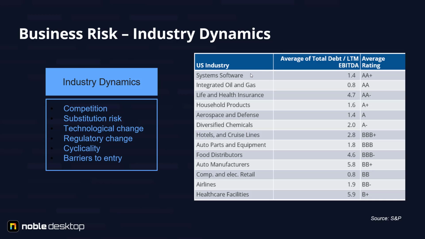For example, System Software has an AA plus rating, which is pretty high. Integrated Oil and Gas has a pretty high rating as well as an industry. If we look into, for example, airlines or healthcare facilities, we can see that the rating is much lower in this case. For auto manufacturers, it would be BB plus, which would mean less vulnerable in the near term, but faces major ongoing uncertainties to adverse business, financial, and economic conditions, and so on and so forth. So the next ceiling for the company would be the industry rating.